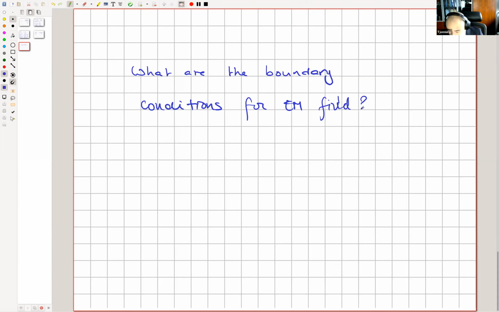What about, well, I can write it down first. So this would be E above minus E below plus sigma over epsilon naught n hat, and V above minus V below equals 0. Now, what about the magnetic field?